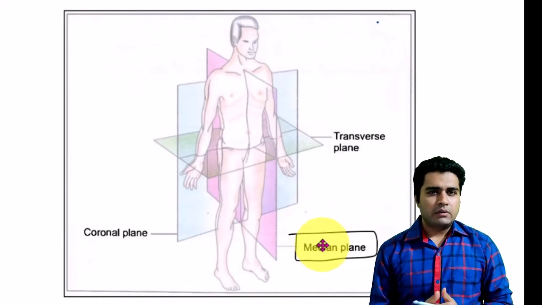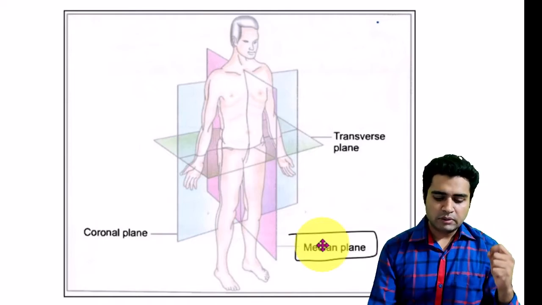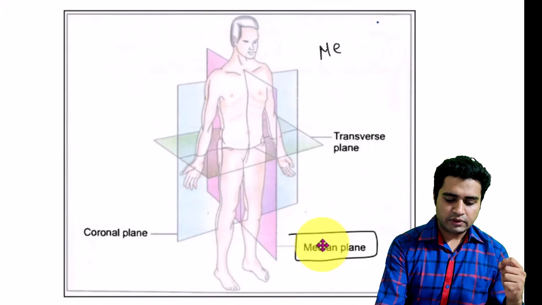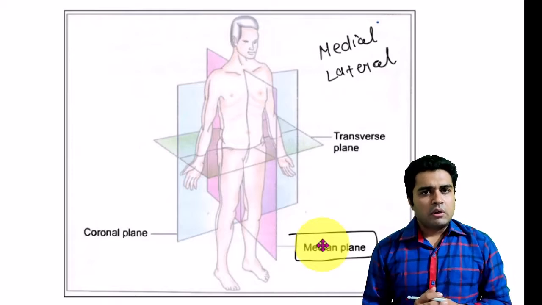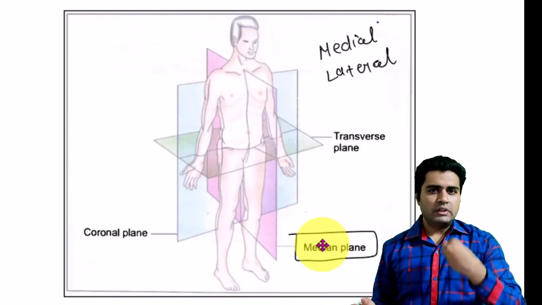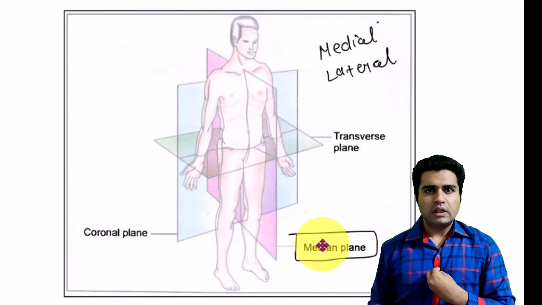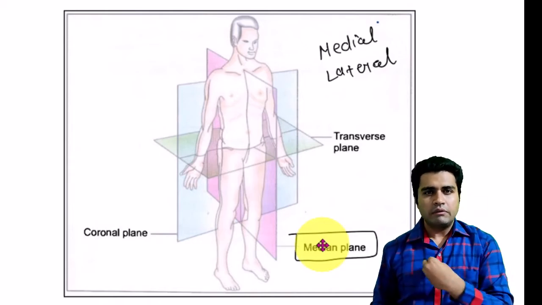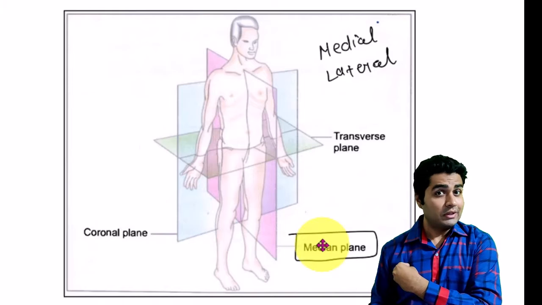And with respect to this plane, we can study two terminologies. One is known as the medial and another one is known as the lateral. These terminologies are relative terminologies. The part of the body which is towards the midline is known as the medial, and the part of the body which is away from the midline is known as the lateral.